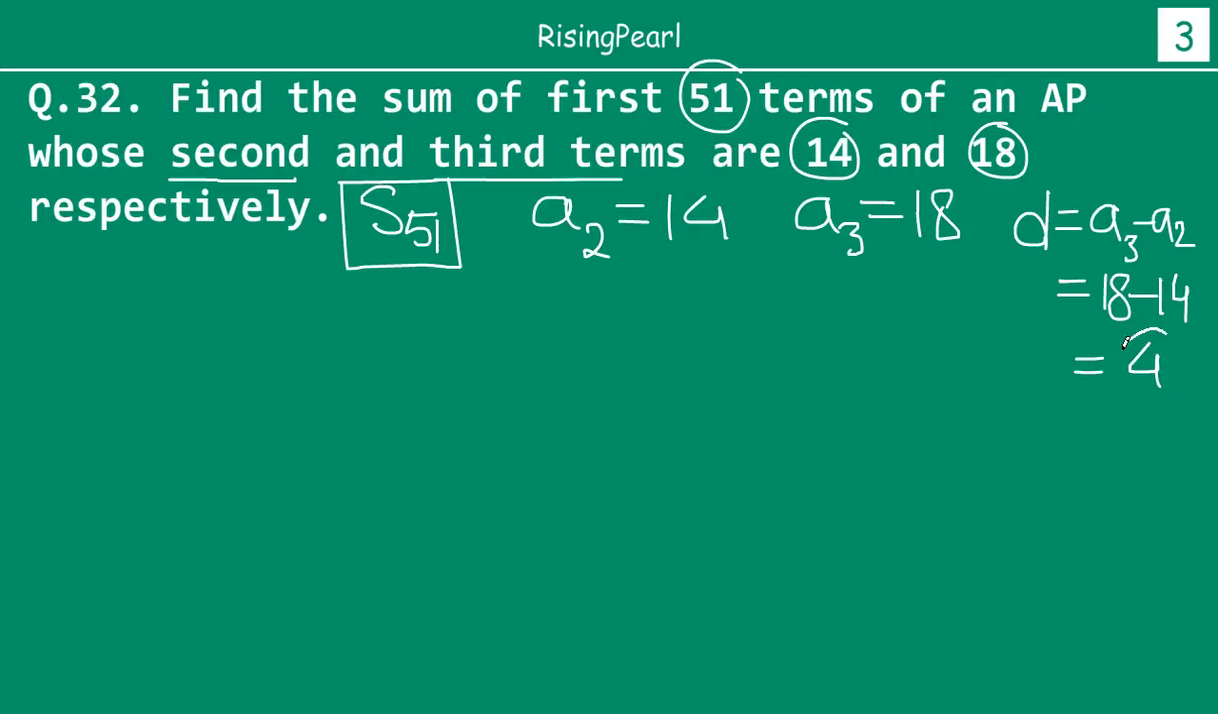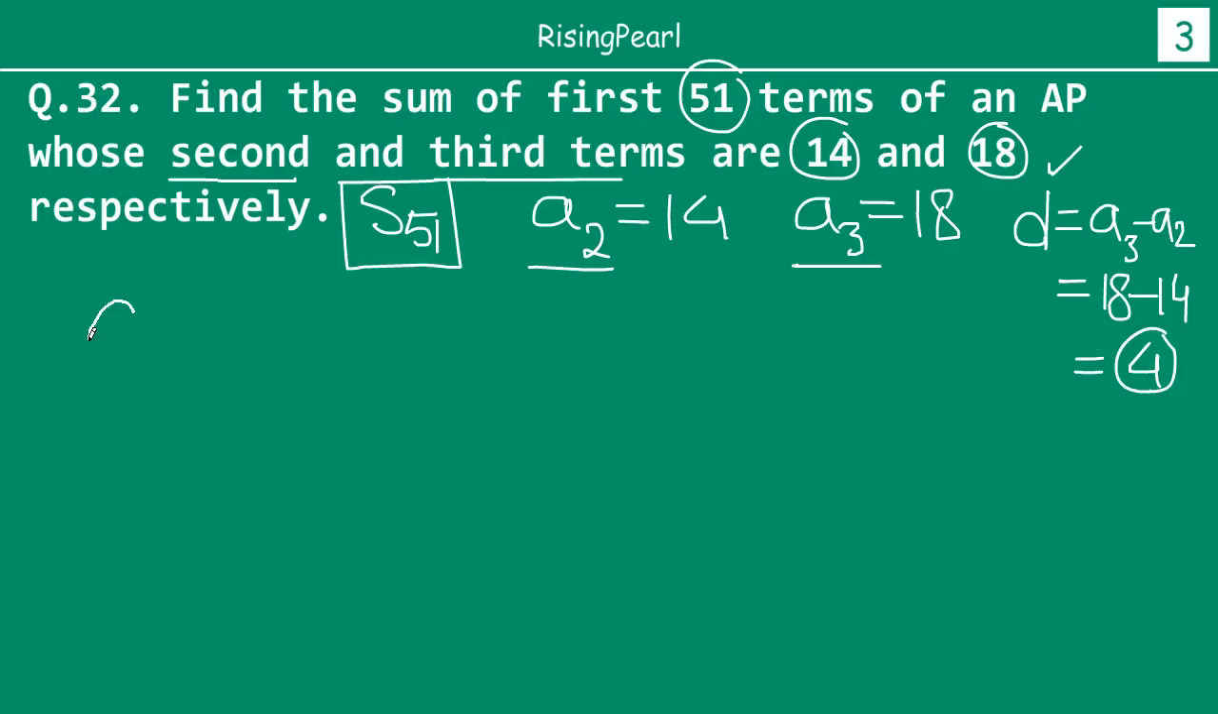Now note that the reason we can say common difference is 4 is because second and third terms, A2 and A3, are given. If instead A2 and A4 were given, meaning they were not consecutive but any other two terms, then we would not have been able to find out the common difference. But because these are consecutive terms, we can find out common difference. Now let's see what else we can find out.